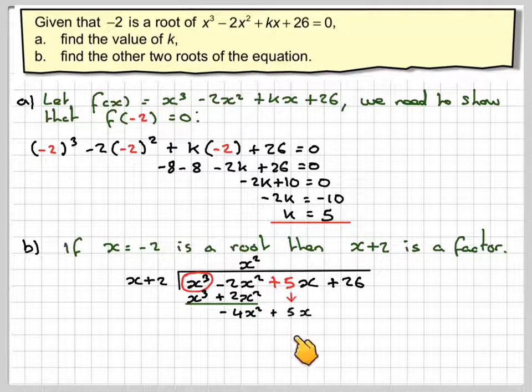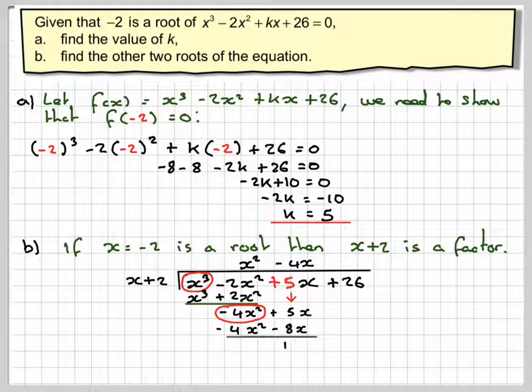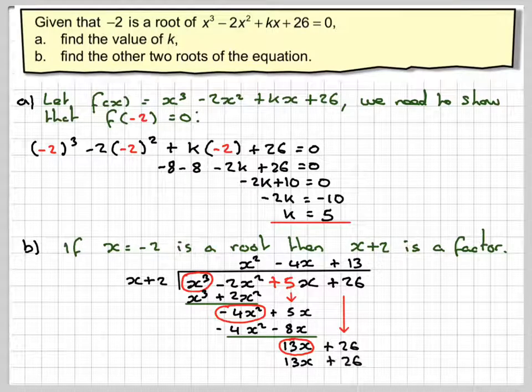Bring down the plus 5x, and now we're going to do minus 4x squared divided by x, which gives me minus 4x. Again, that goes in this column. Multiplying, minus 4x times x gives me minus 4x squared. Minus 4x times 2 gives me minus 8x. Doing a subtraction, nothing from here, we get 5x minus minus 8, which gives you 13x. Bring down the 26. We're now going to do 13x divided by x, which gives me plus 13. 13 times x gives me 13x. 13 times 2 gives me plus 26.